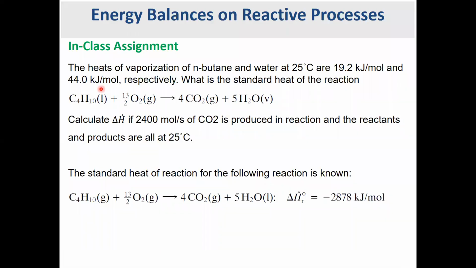We have another example here. They are giving us some information. The heats of vaporization of N-butane and water at 25 degrees are given to us as 19.2 and 44. What is the standard heat of reaction? Again, we are asked for a standard heat of reaction. Calculate delta H if the same flow rate of CO2 is produced in the reaction, and both reactant and product are at 25 degrees. Again, we are given the standard heat of reaction for this process.